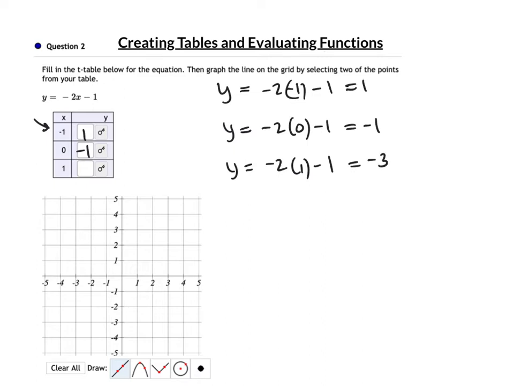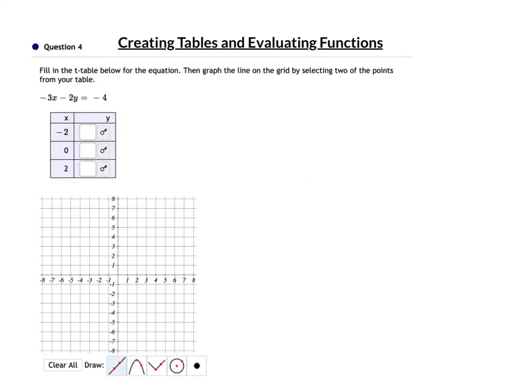Then we'll plot those values. The values are negative 1, 1: negative 1 for x, 1 for y. 0, negative 1, that's 0 for x, and negative 1 for y. Remember, that's the x-axis, and that's the y-axis. And the last one is x is 1, and y is negative 3, so down to negative 3. Use your line tool and graph your line.